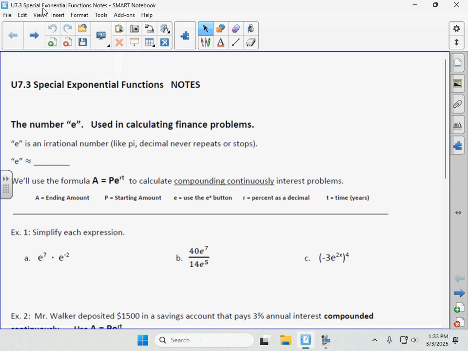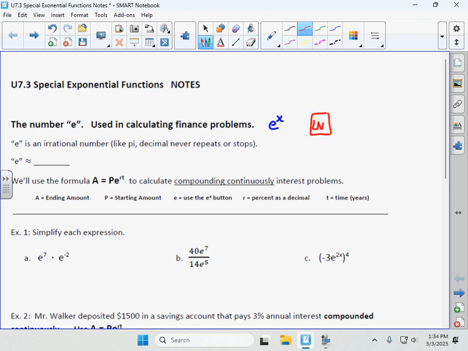All right, we're going to go ahead and do Unit 7.3, which is on special exponential functions. We're going to look at a new number. It's an irrational number, and the symbol for it is e. You have an e to the x button on your calculator. Look for an ln key, and just above that ln is the e to the x, usually. You have to hit the second key and then ln to access that e to the x button.